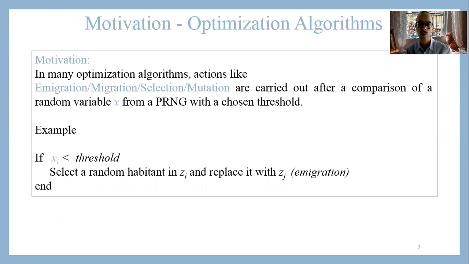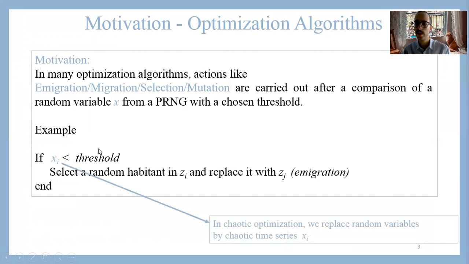So the motivation behind our work is optimization algorithms. In main optimization algorithms, there are specific actions like emigration, migration, selection, and mutation that are usually carried out in each iteration after a comparison with a random variable. For example, let's say we have a random variable, and if it crosses a threshold, we may have this sort of emigration action, or we may not have this action.